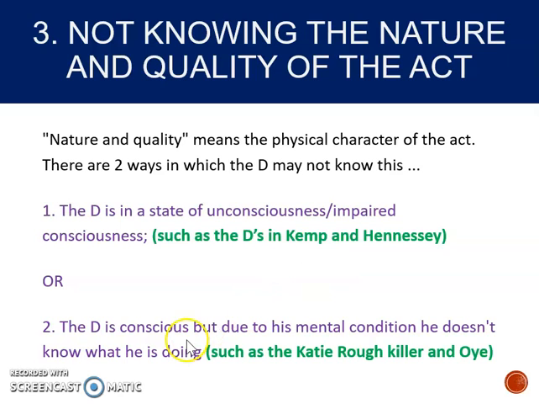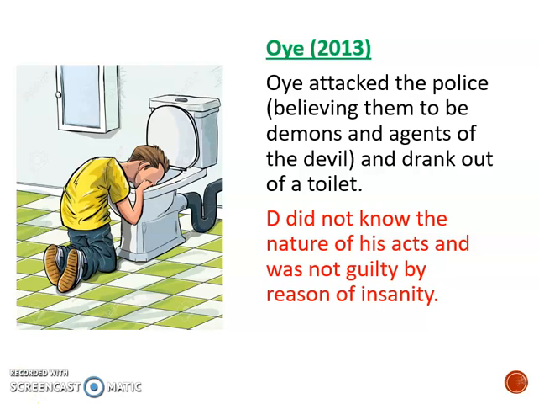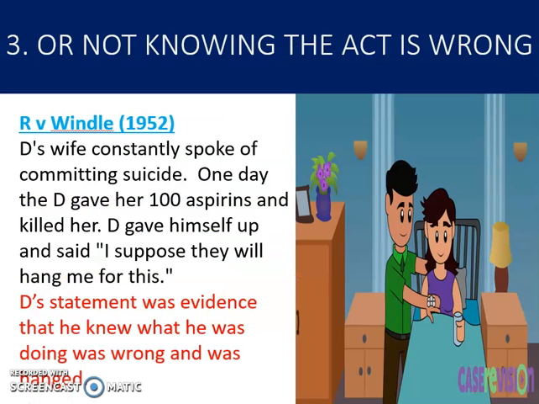The other situation is where they're conscious, but the mental condition means they don't know what they're doing, such as classically the Yorkshire Ripper, or the case of Oye, which we will look at here. In Oye, our defendant attacked the police, believing them to be demons and agents of the devil. He drank out of a toilet, believing it was a beautiful stream. Here, he's not unconscious, but he clearly doesn't know the nature of his acts if he's thinking this water is a beautiful stream.